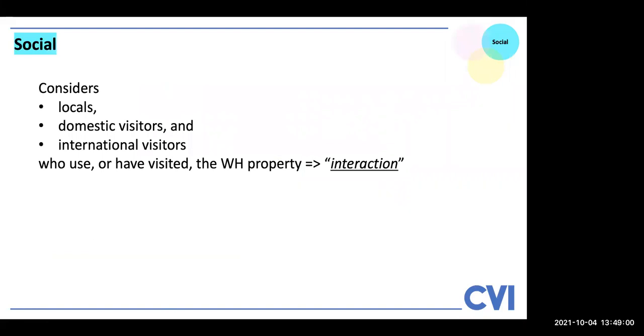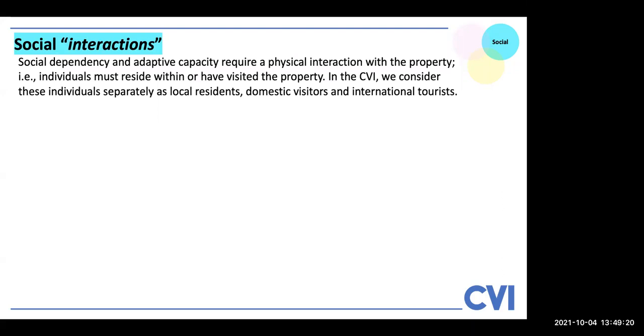The second of the ESC, or community vulnerability components, is social. And here again, we look at the locals, the domestic visitors and international visitors. And the important part here is that they must have had an interaction with the property. When we look at our social interactions, we can dive a little bit deeper into some of the social science literature and give some direction about how to select the assessments in this section. So here we consider separately the locals, the domestic and international tourists who come to visit the property area.